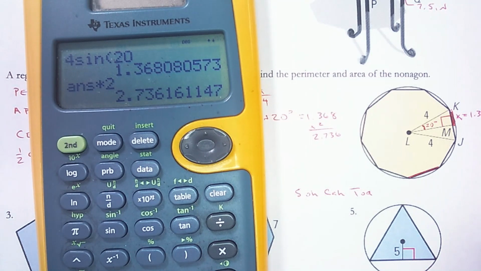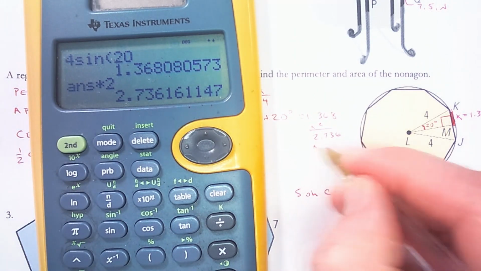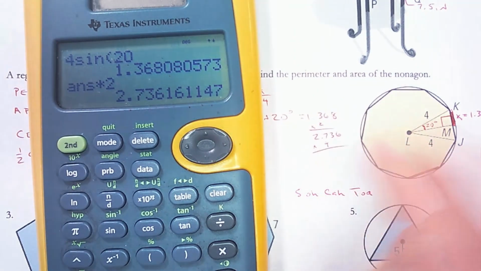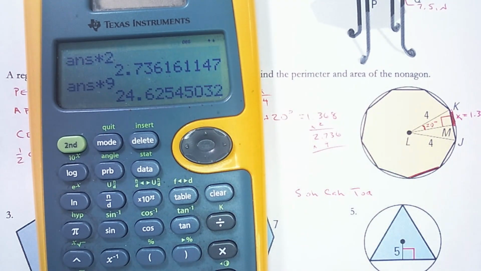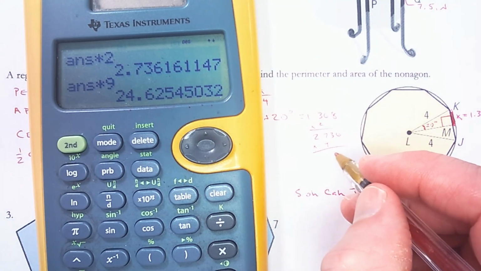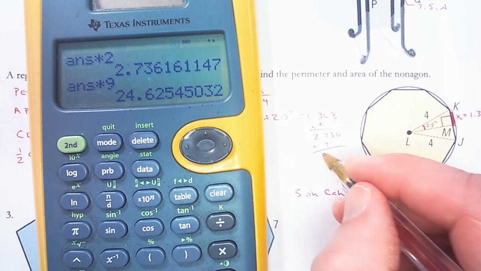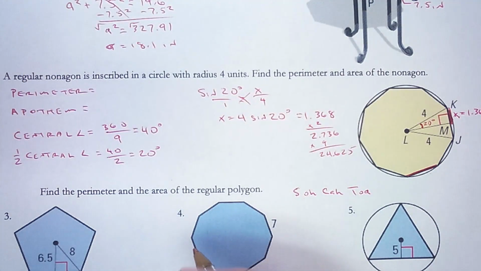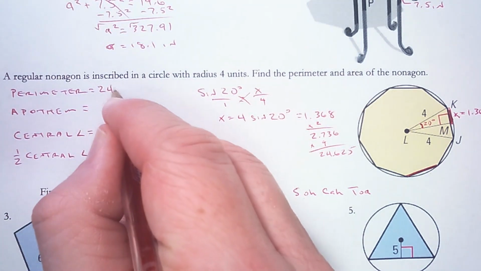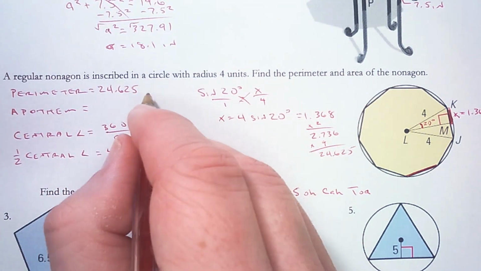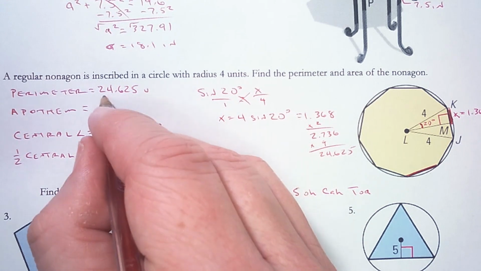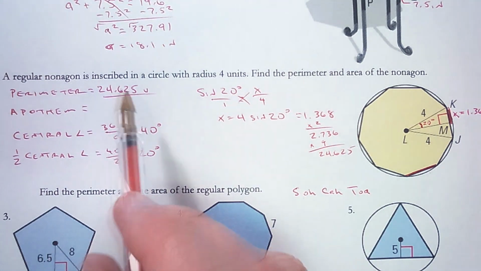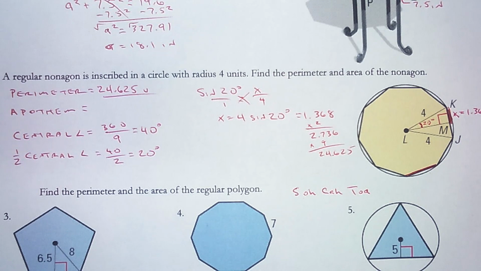Okay, now if I want to turn that into the perimeter, I can multiply that by the number of sides. There are 9 sides. And I get 24.625. So the perimeter is 24.625 units. And I'll underline that. That will be important information when it comes time to find the area.